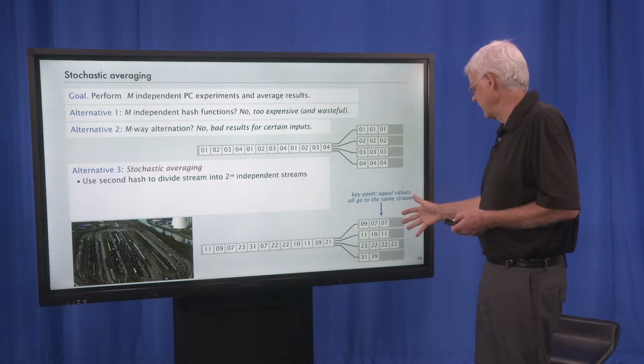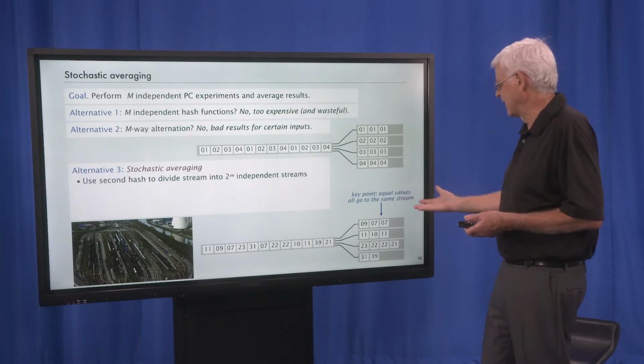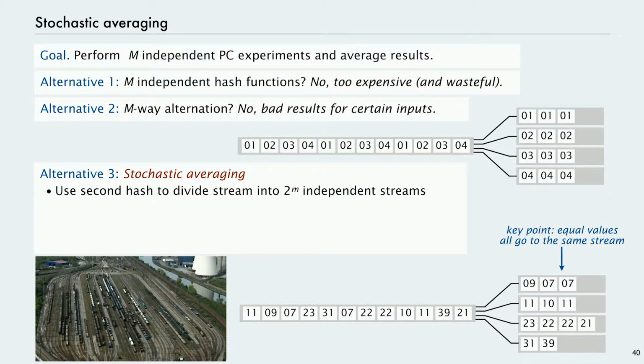Then we do cardinality counting on these streams and average the results. We expect that each one of them is going to have about the same number of distinct values as the original. That's stochastic averaging.